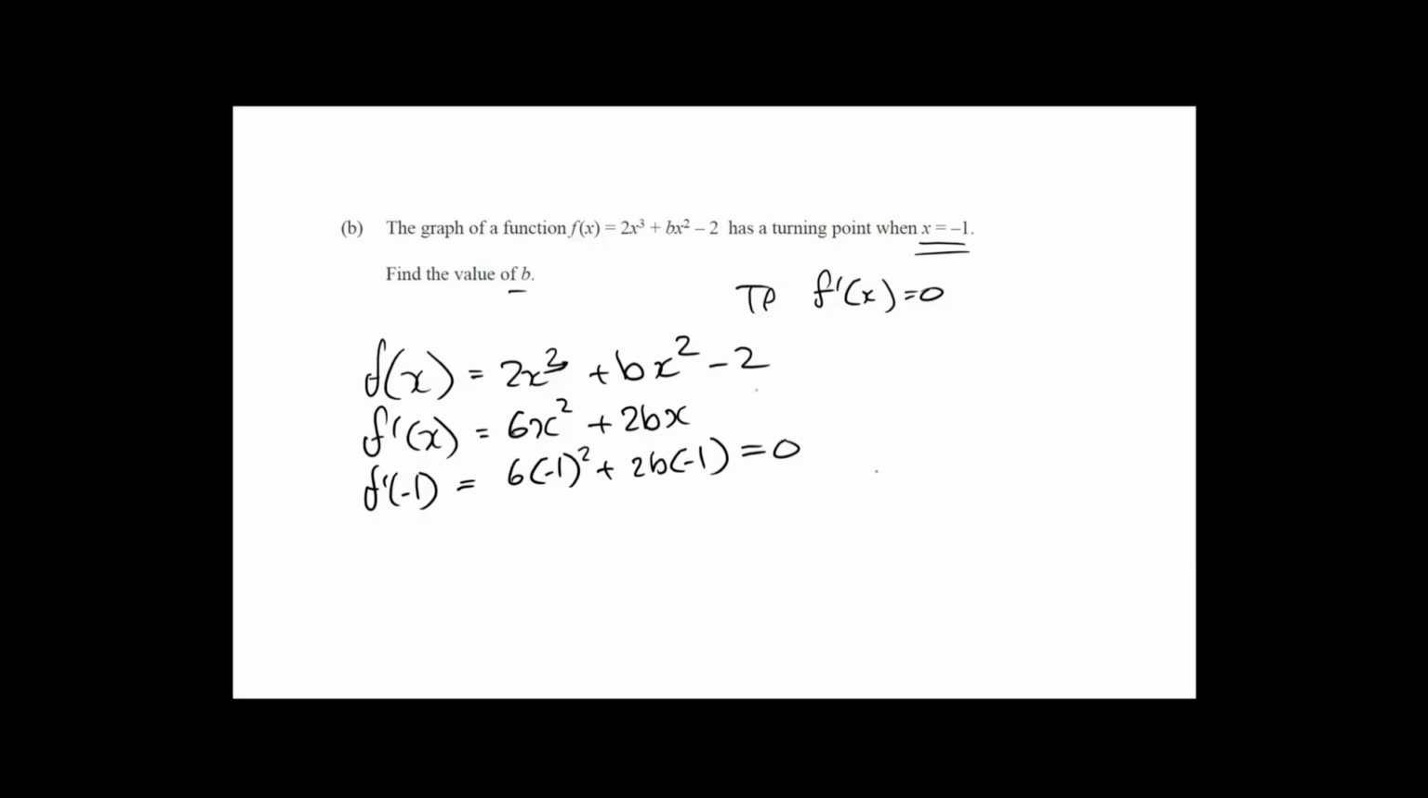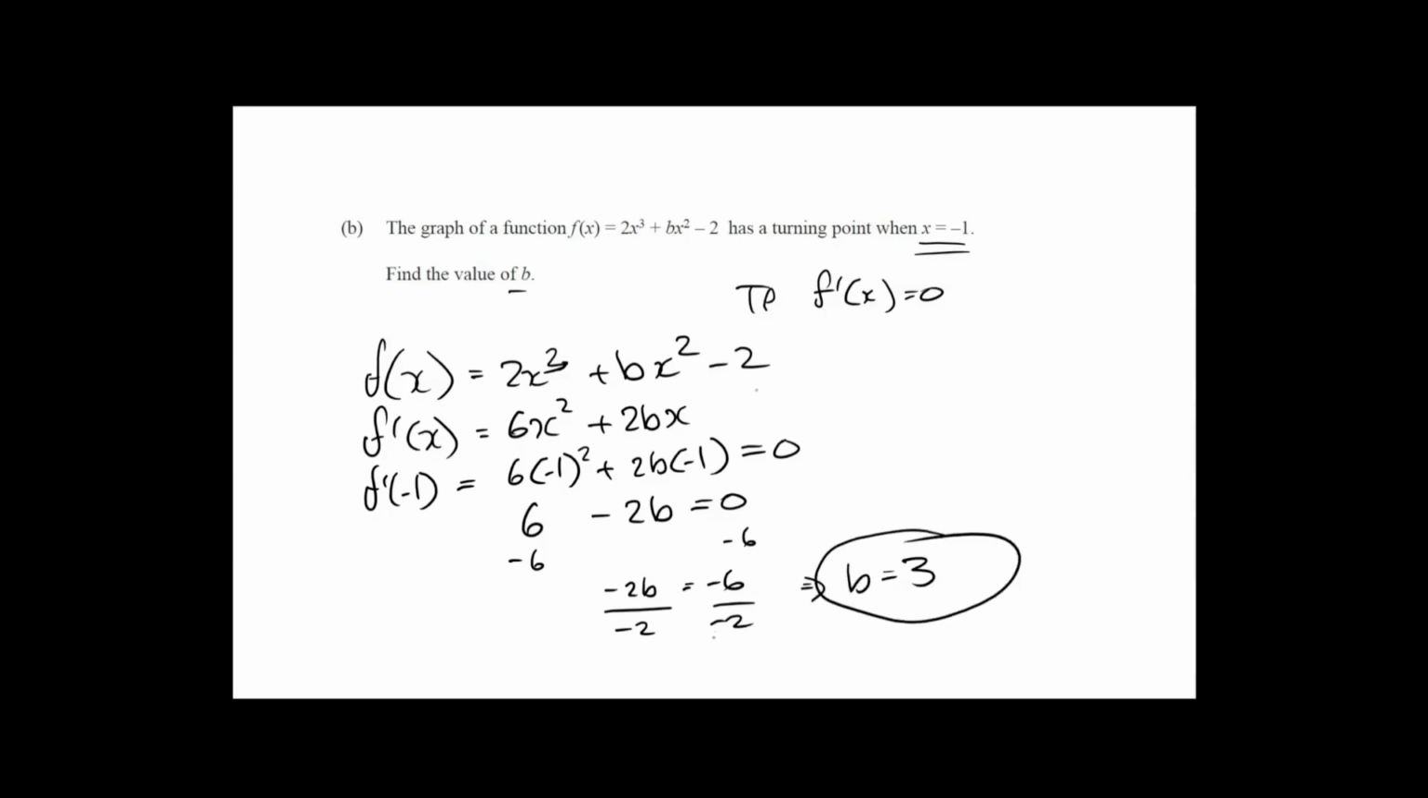Okay, so we've got one equation and one unknown, so it's going to pop out for us. Negative 1 squared is 1. 6 times 1 is 6. 2 times negative 1 is negative 2. And that equals 0. So I'm going to take 6 away from both sides. It should be pretty obvious what the answer is now. Divide both sides by negative 2, just to go through the mechanics. So b equals 3, because remember negative 6 divided by negative 2 is positive 3.